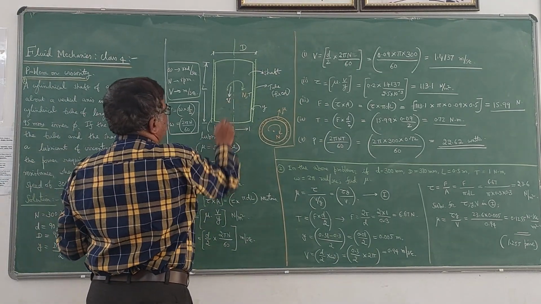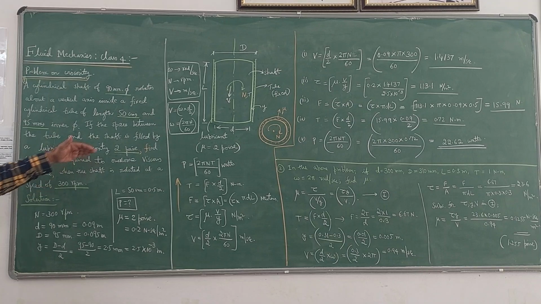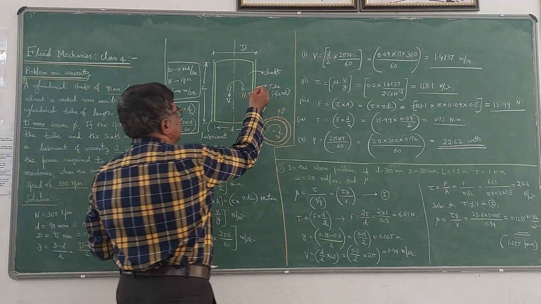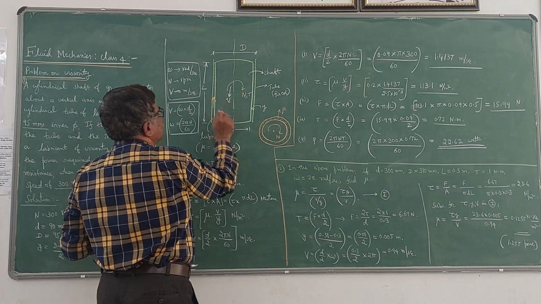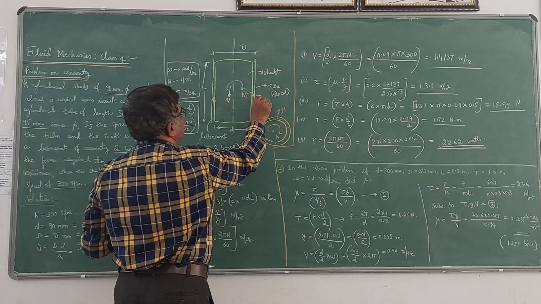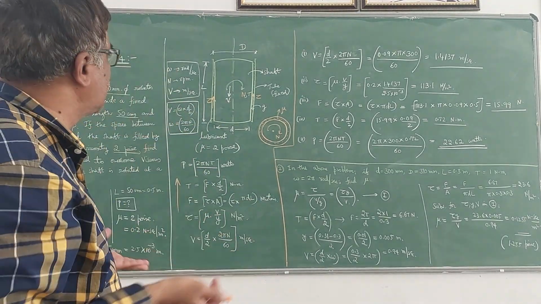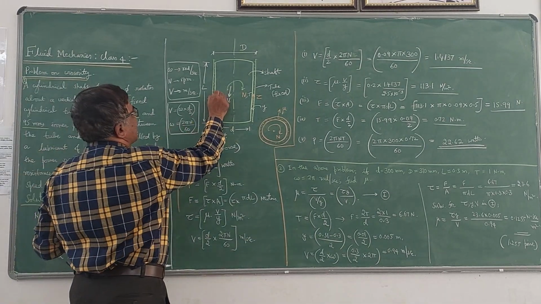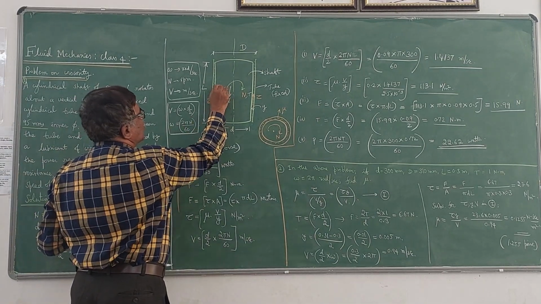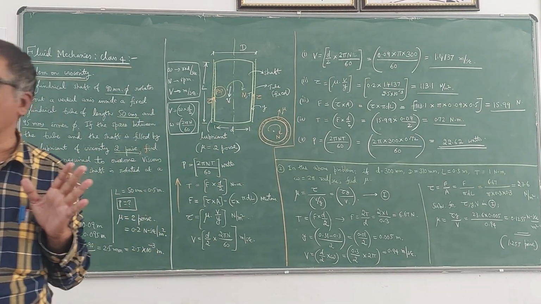So what we have to find here is the power that is required to overcome this viscous resistance. When it starts moving, viscous resistance will be there in the form of shear stress like this. It will act in the direction opposite to the movement of the shaft. So what is the power P that is required to overcome this viscous resistance? This is the given problem.